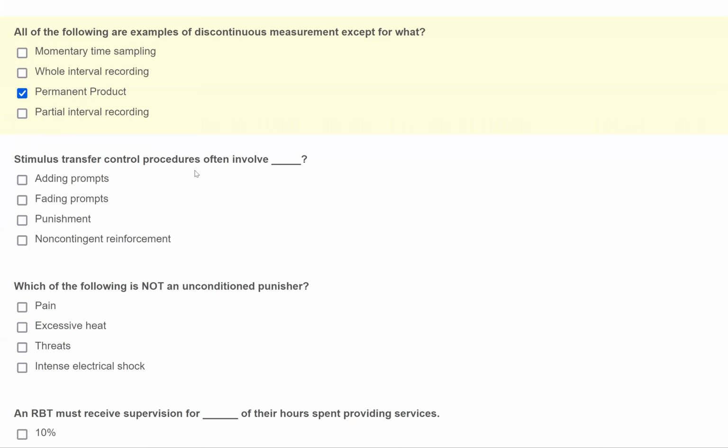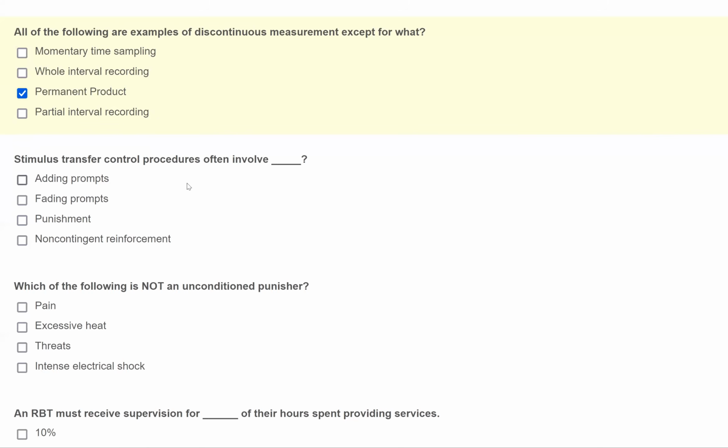SD, response, consequence. Let's throw a prompt in there. We have SD, prompt, response, consequence. That prompt functions as a temporary SD. So now that behavior is under the control of the prompt. Well, we don't want that, right? We want the behavior under the control of the SD. What do we need to do? We need to transfer control from the prompt to the SD. How do we do that? Well, we have to get rid of that prompt.